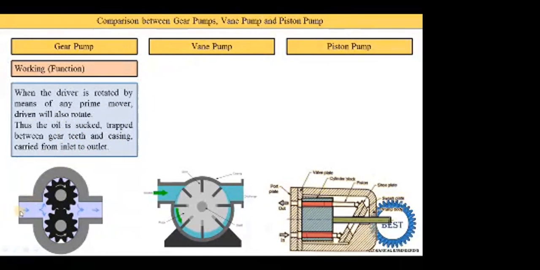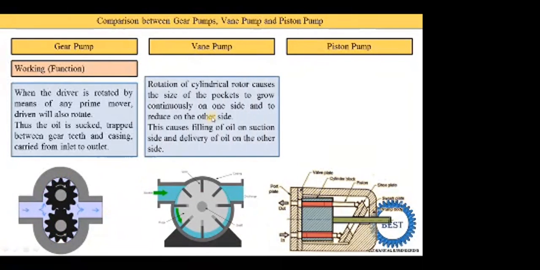Here you see this is the inlet arrow. Okay, so when this gear starts to rotate, the inlet of the oil is done here, and this oil is passed through the space between the teeth and the casing, means oil enters here and it moves towards the outlet. Same way on this side, oil enters from this side and moves to here. So this is the working of a gear pump.